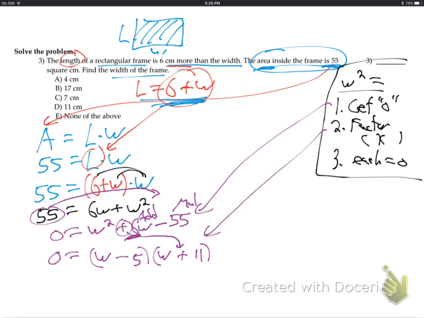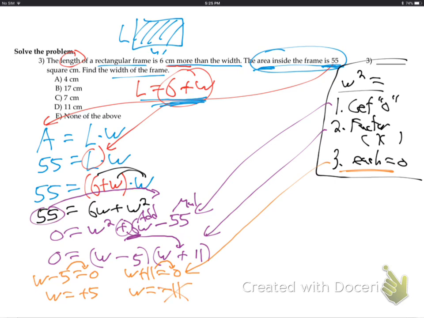And then step 3, set each one to 0, right? They each get their own 0. So w minus 5 gets its own 0, and w plus 11 gets its own 0. And then jump it to the other side, jump it to the other side. They just change signs, don't they? Plus 5, minus 11.